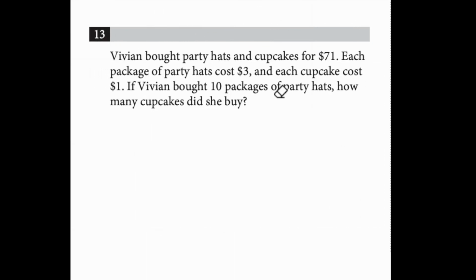Vivian bought party hats and cupcakes for $71. Each package of party hats costs $3 and each cupcake costs $1. If Vivian bought 10 packages of party hats, how many cupcakes did she buy? So the total cost is 71. She bought one cupcake, so it will be 1B, okay, plus the party hats, which cost 3, so it will be 3C.